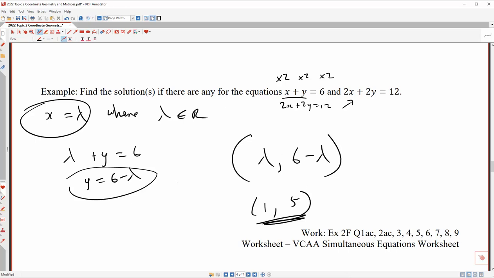The work today, knock over 2F and complete the simultaneous equations worksheet.